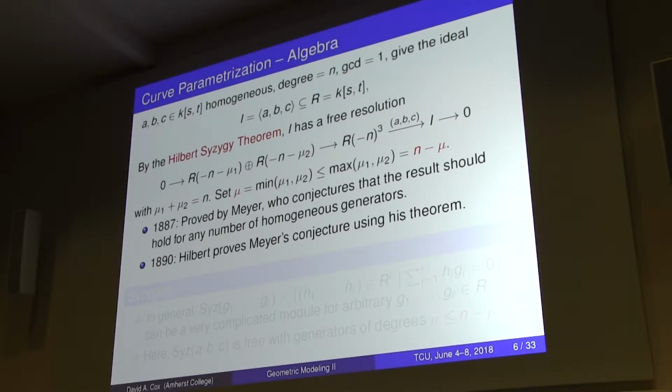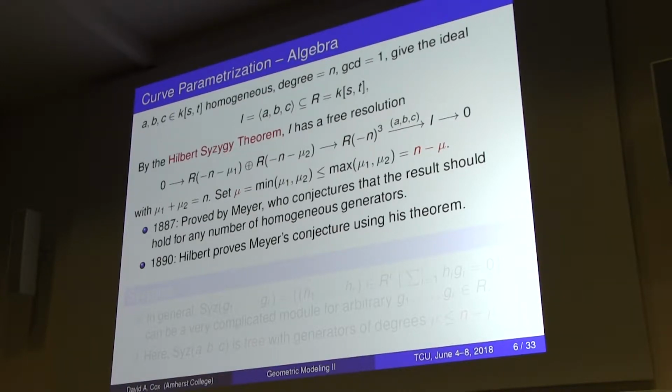So I again take my 3 polynomials of degree n, GCD is 1, and they'll generate an ideal now in our polynomial ring. And then by the Hilbert-Syzygy theorem, this has a free resolution. So there's the ideal, and there's 3 generators, so I have to map R cubed onto it, and that minus n is the usual bookkeeping to keep this to be a map of degree 0. And then the Hilbert-Syzygy theorem says, in this situation, because I've only got 2 variables and I'm working homogeneously, that puts a limit on how long the resolution can be. And so in fact the kernel of this map actually has to be free.